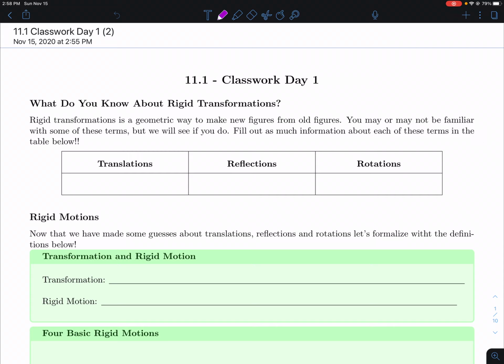The first thing I wanted you to do before we moved on, and normally if we were in class I'd have you do this as a group, is jot down anything that comes to mind looking at these words. If you've done this before, or even if you haven't, take a guess and write down what you think a translation might mean, what a reflection might mean, what a rotation might mean, and jot some words down to go along with it. Pause the video at this point and do that real quick. When you're done, come back and we'll go through and formalize all these definitions.